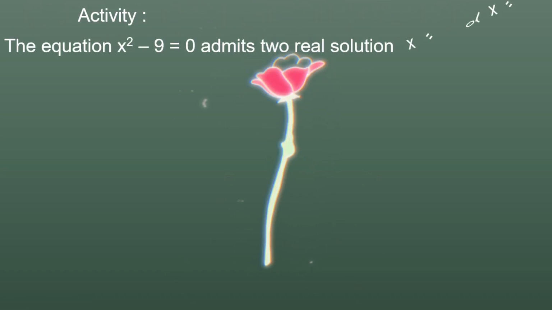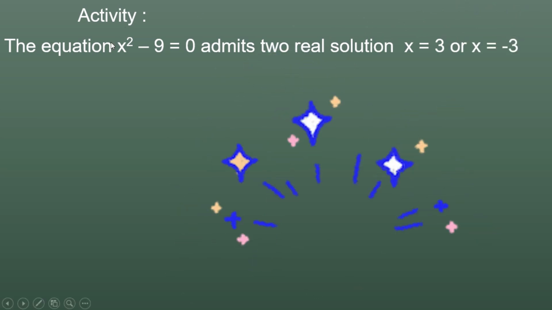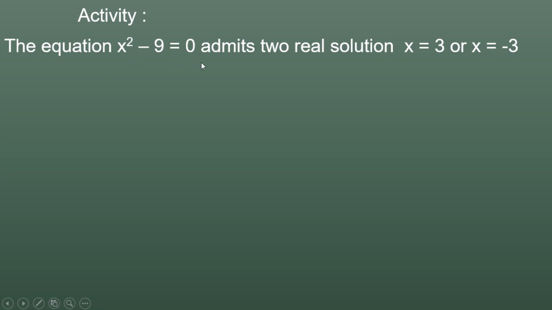In this video we will continue the explanation of the complex numbers. We start with an activity. To solve the equation x squared minus 9 equals 0, you have to factorize the first member of it. X squared minus 9 can be written as x squared minus 3 squared, which is x minus 3 into x plus 3, in the form of a squared minus b squared. So x minus 3 into x plus 3 equals 0. You get x equals 3 or x equals minus 3.